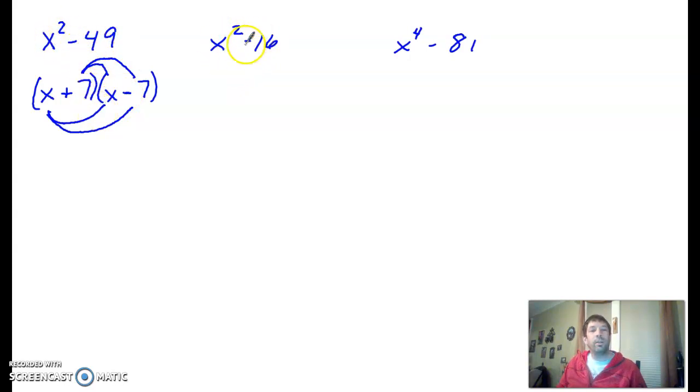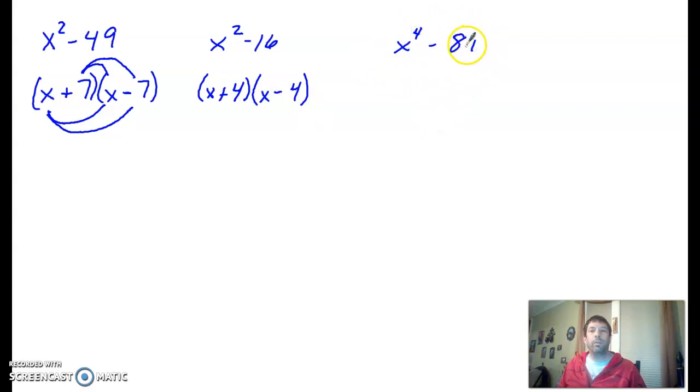So for this next one, they're both squared, subtraction in between. So we can square root the x squared, and we get x. Square root the 16, and we get 4. So x and 4 in both parentheses, one of them plus, one of them minus.